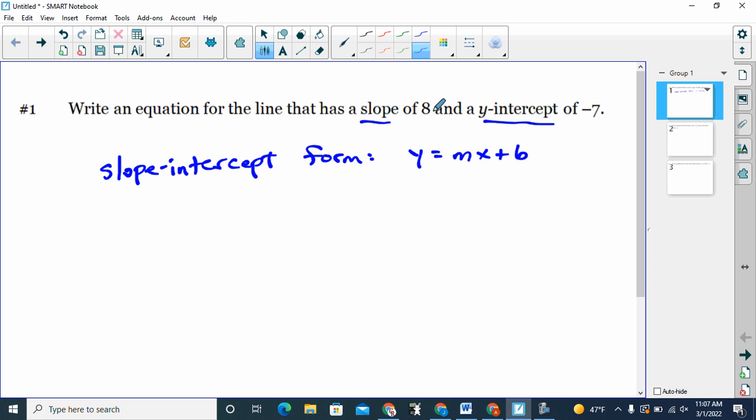We want the slope to be 8. Remember, we use m to represent slope, so I'm putting 8 in for my slope. B is the y-intercept, which in this case is -7. And that is our answer, y equals 8x minus 7. So if we're given the slope and the y-intercept, it's easy enough. Start with slope-intercept form, plug in your slope and your y-intercept, and you're ready to move on.